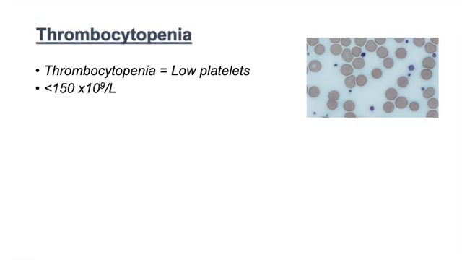And what we mean by thrombocytopenia, or a low platelet count, is less than 150 times 10 to the 9th per liter of blood. Now an average or normal range of platelet count is about 150 to 400.